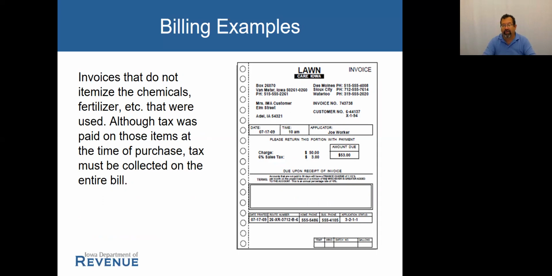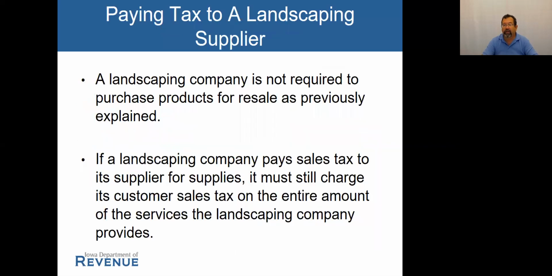The second example we have here is one where they didn't itemize it. They didn't itemize the chemicals and the fertilizer. Tax was paid on those items at the time of purchase. And in that particular case, because they didn't itemize it, they still have to charge tax on the full amount even though they paid tax up front. So a landscaping company is not required to purchase product for resale, as previously explained, when they're buying it from their supplier. If they pay sales tax to their supplier for supplies, they must still charge tax on the entire amount when they bill their customer.